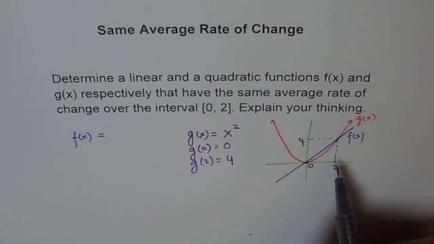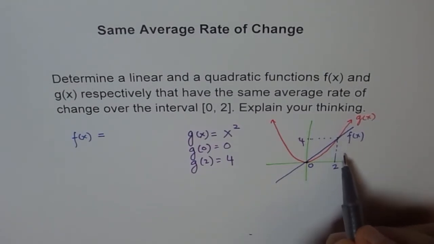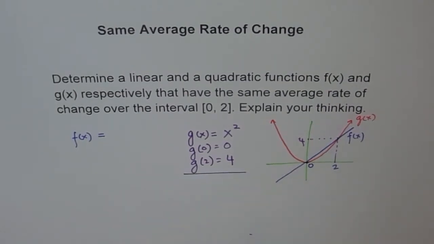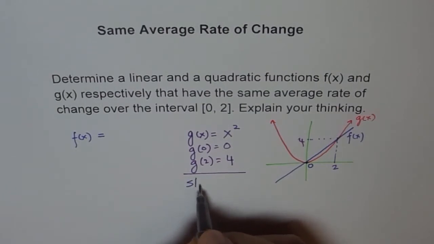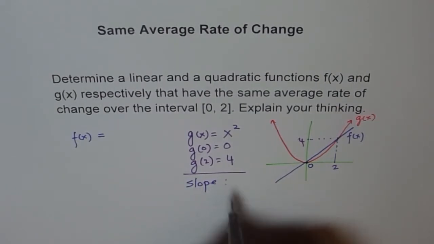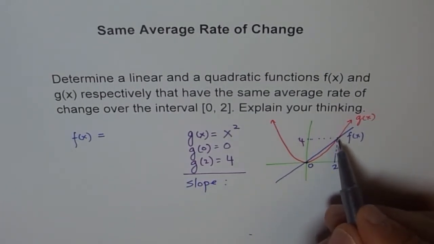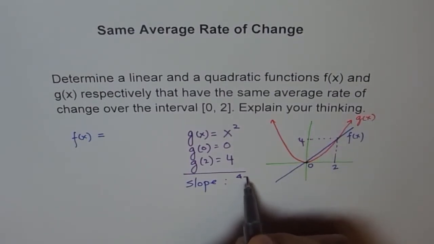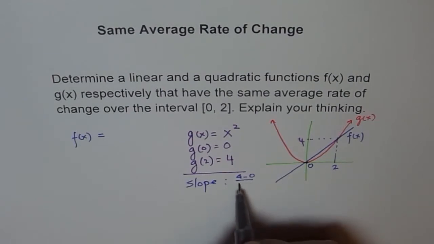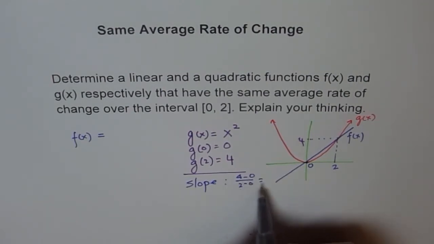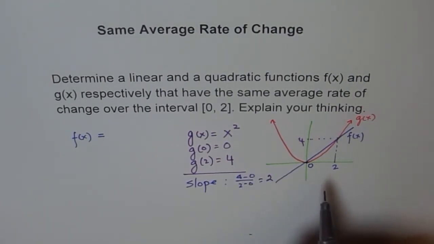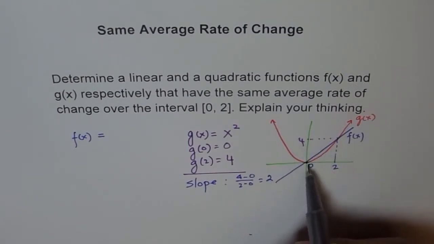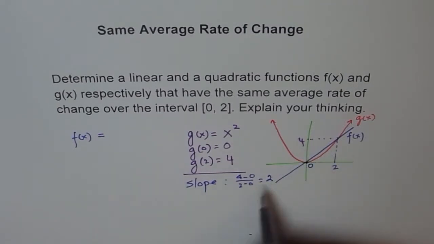So the line will be, what is the slope? For the line, now we are considering the line, okay? So for the line, slope is rise over run. Rise is how much? Rise is 4, right? 4 minus 0, and run is 2 minus 0, correct? So slope is 2. And the y-intercept is 0, right? Therefore, f of x is 2 times x.